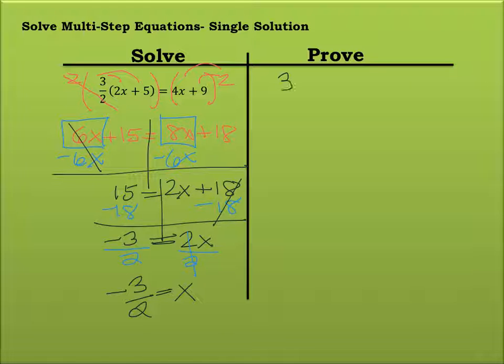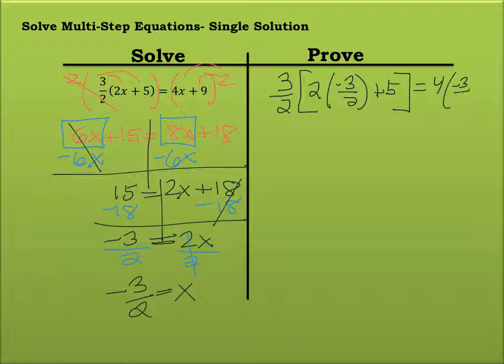We substitute. So I'm going to go back to my original equation. I have 3 halves, and everywhere I see an x, I'm going to substitute in this what we think is our answer, negative 3 halves. I'm going to go ahead and use brackets here. And what do we hope to see? Well, we hope to see true equality. We're going to use the order of operations on each side of the equal sign, and hopefully we're going to see equality here. So I've got to work on the inside here, order of operations.